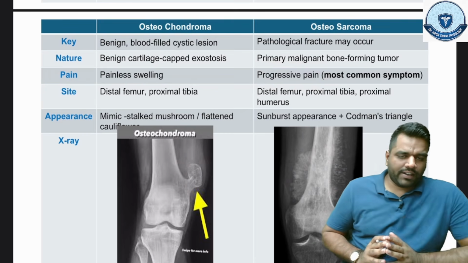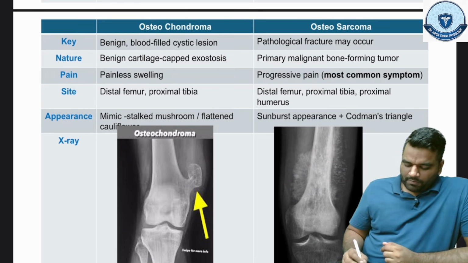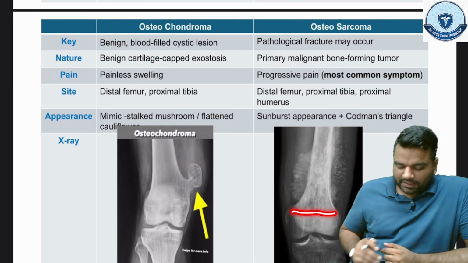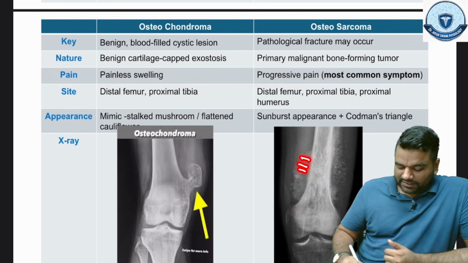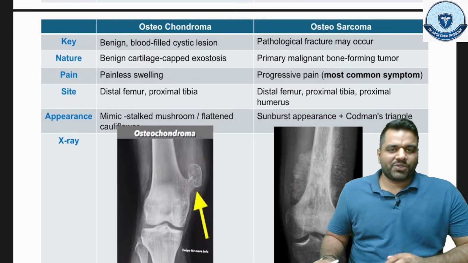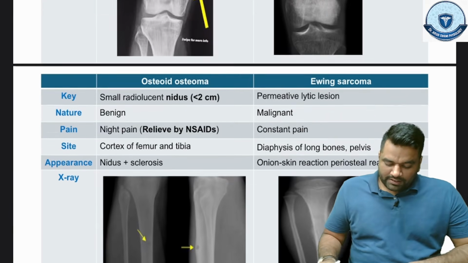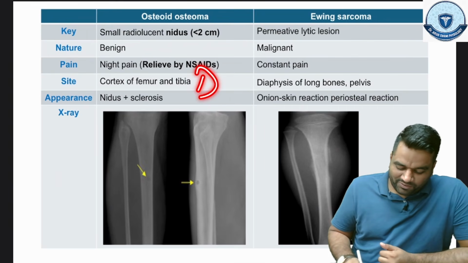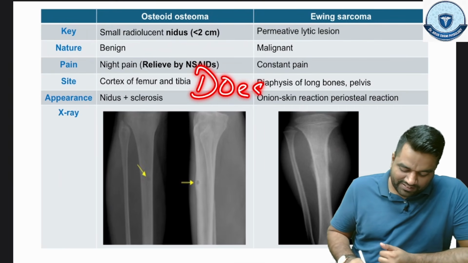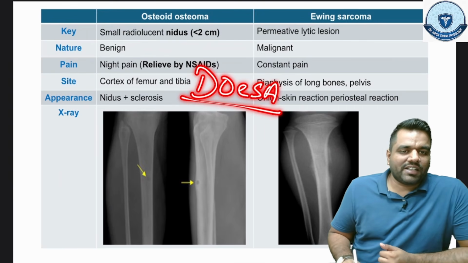And just see here, guys, this is the condition. No growth plate is visible here. This is the mature skeleton, and you can clearly see the sun ray or sunburst appearance. So this is osteosarcoma. Then the osteoid osteoma and Ewing sarcoma, this is from DOESA, right? ECG, MOSA and DOESA, right?